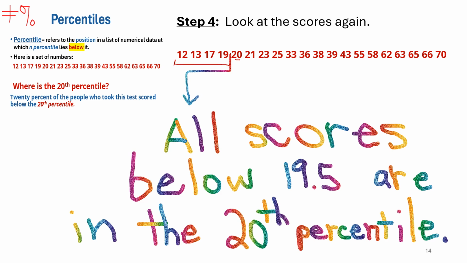And that's how you get all those weird SAT scores, like when you get back, you scored in the 58th percentile, you scored in this, because they do things like that. They take these two numbers and average them. So all scores below 19.5 are in the 20th percentile. Okay, so we can move on.